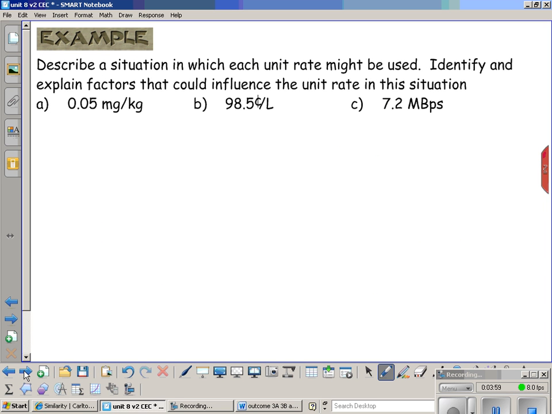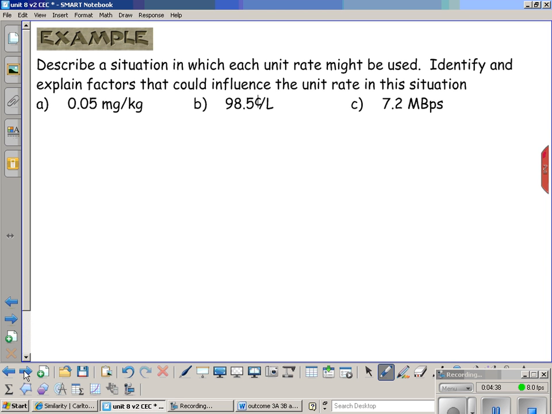We want to describe a situation in which each rate might be used. So if we look at the first one, we're talking about milligrams per kilogram. This one is a little bit tricky unless you are familiar with certain situations. But a certain situation where they would use milligrams per kilogram is in putting together certain medications. Maybe they need 0.05 milligrams of the medication per kilogram of mass of a person's body. So that is one place where they may use this kind of a unit.